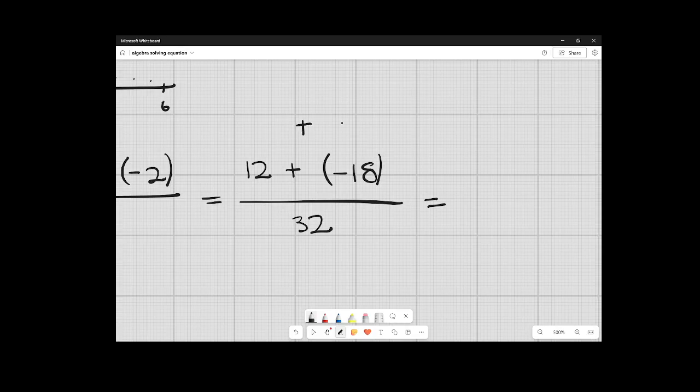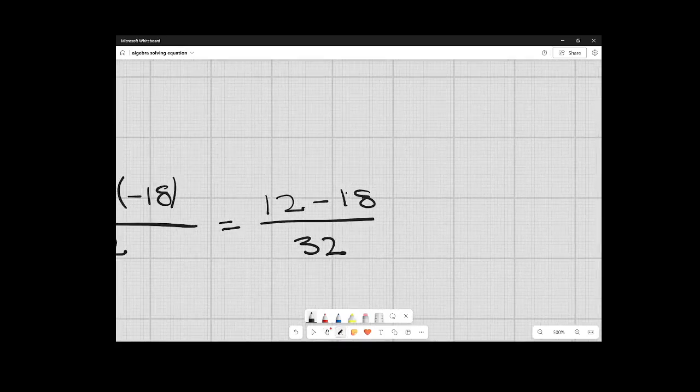When you add a negative number, that's the same thing as just subtracting that number. Subtracting the positive version of the number. So I can rewrite this as 12 minus 18 divided by 32, okay? What's the difference between 18 and 12? It's 6, right? But we're subtracting a larger number from a smaller number. So the result is going to be less than 0, or negative. So we said the difference is 6 and it's negative.